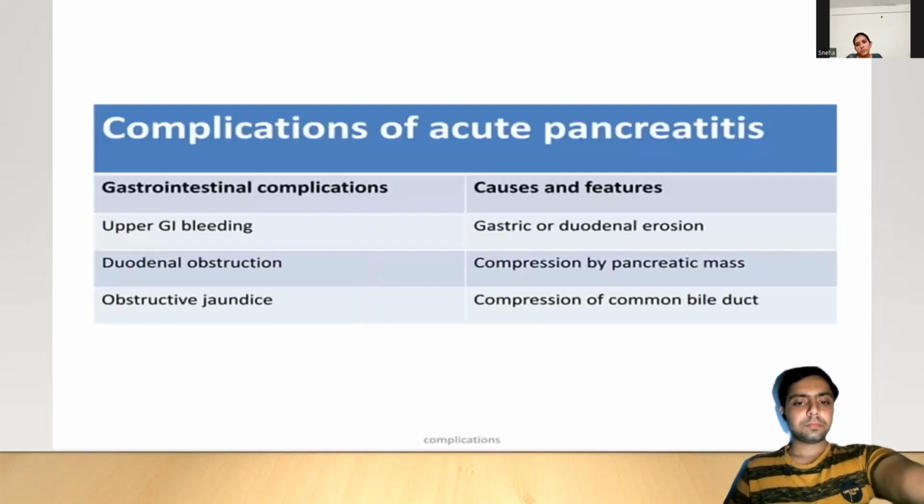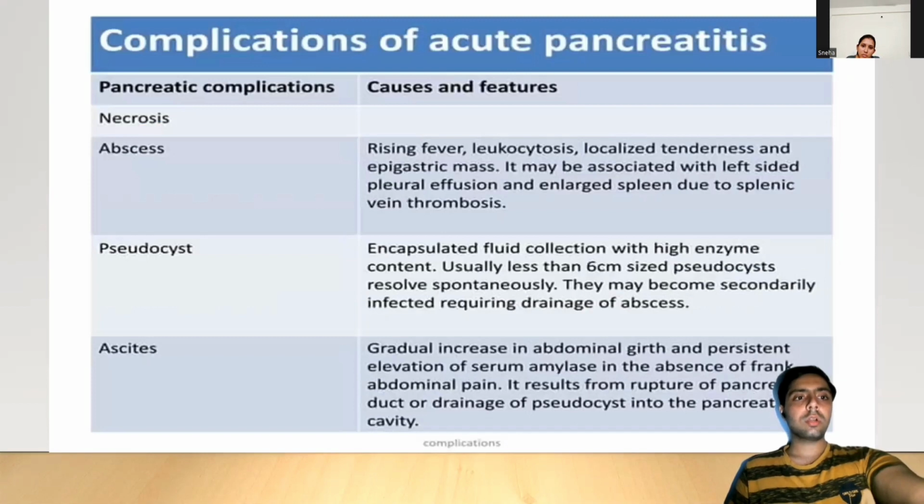Then moving on, we have the GI complications. GI is basically upper GI bleeding, duodenal obstruction, obstructive jaundice. Upper GI bleeding is basically due to the erosion, whereas the duodenal obstruction and all that is basically due to the pressure symptoms. Basically, pressure symptoms are causing all this. Then we have the local complications. We have the necrosis. We have the abscess.